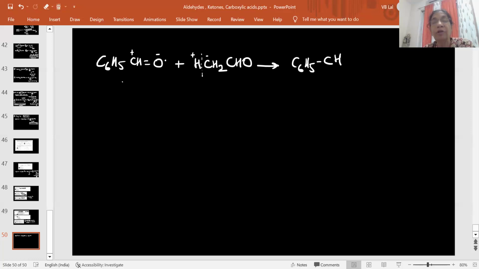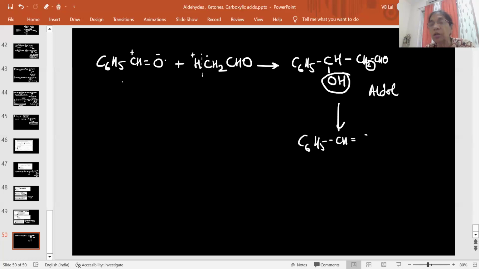C6H5CH, and whenever you add hydrogen, that O will come down and hydrogen adds there, and this one becomes CH2CHO. Okay, so this is the aldol that you get. So you have an OH and a CHO, so it is aldol. Now it will lose water. How will it lose water? OH here and H here. So what will you get?